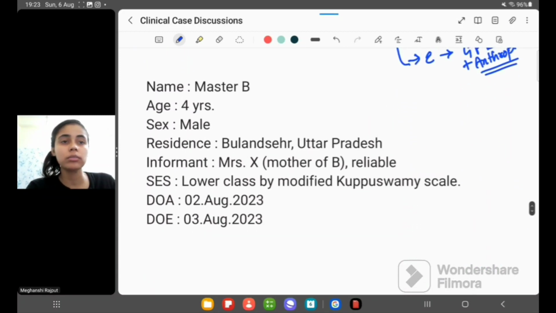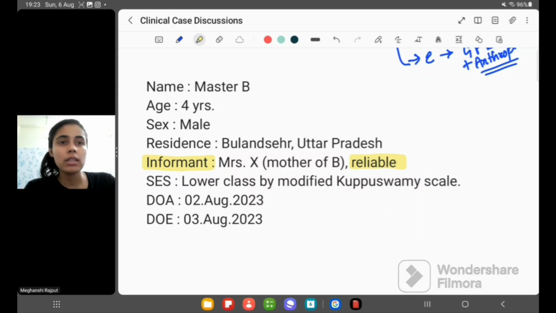Master B, a 4-year-old boy, resident of Bulandshahr, Uttar Pradesh. Informant, as I said, the informant has to be mentioned. The informant is his mother, Mrs. X, and she is reliable. How is the informant reliable? Because the informant lives with the child and knows what the child is suffering from and what the complaints of the child are. So the mother is a reliable informant.